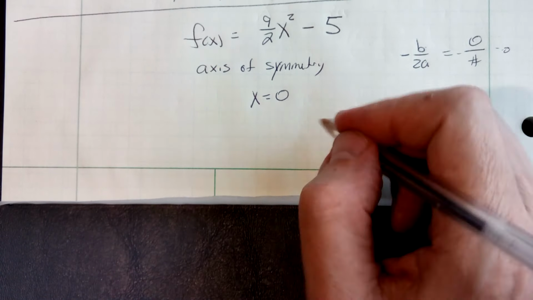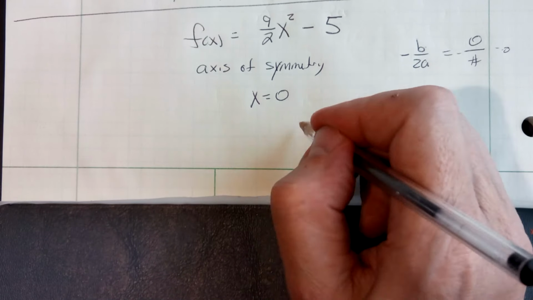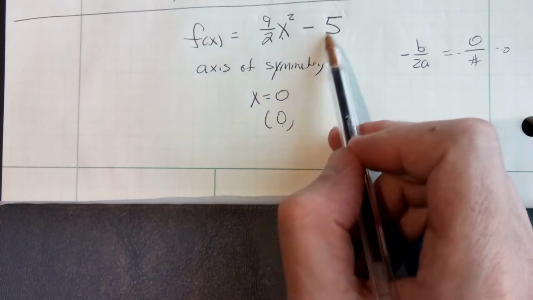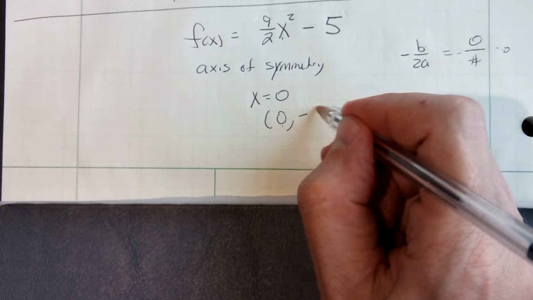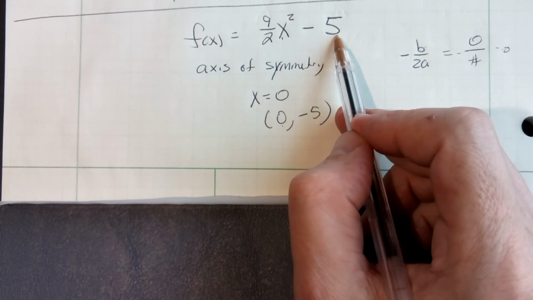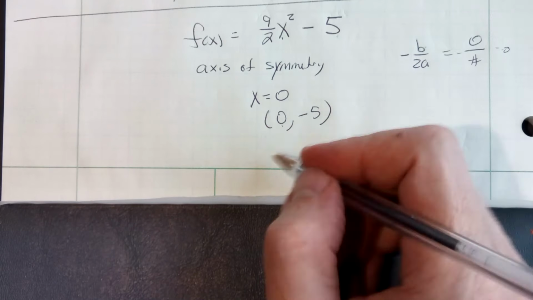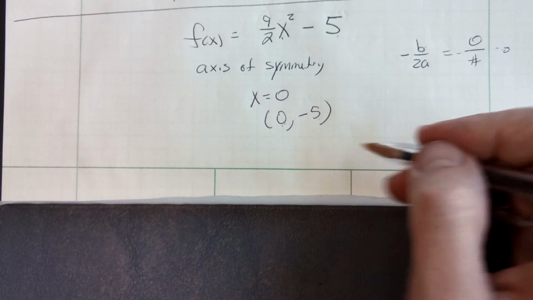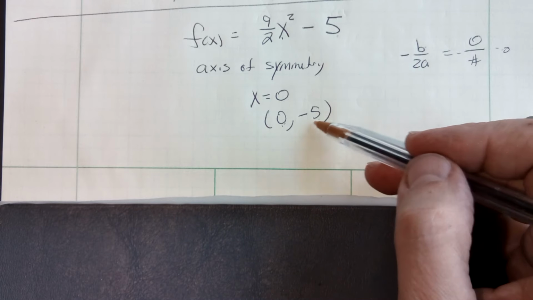So then to find the vertex, again, it has an x value of 0, plug that in there. The vertex actually has a y value of negative 5, which actually is also the y-intercept. So the y-intercept, see, x value of 0, y-intercept. So that one made it easy. Again, this would have a minimum value of negative 5 because it's opened upward.